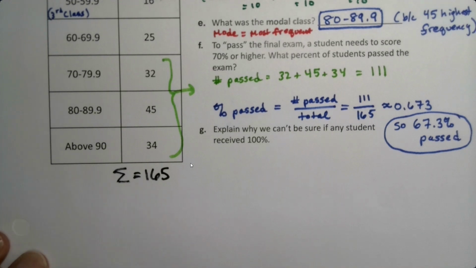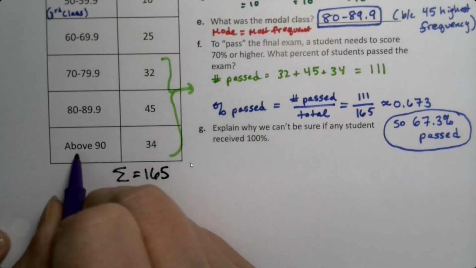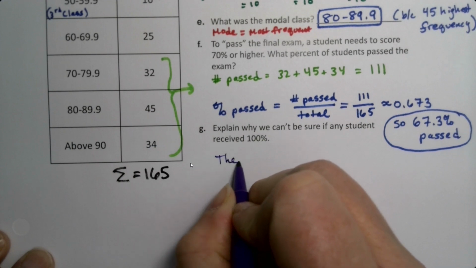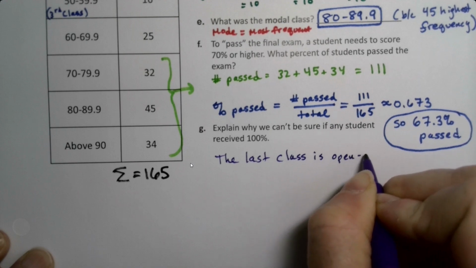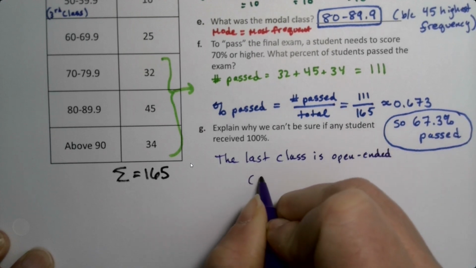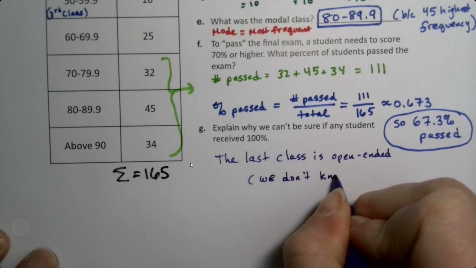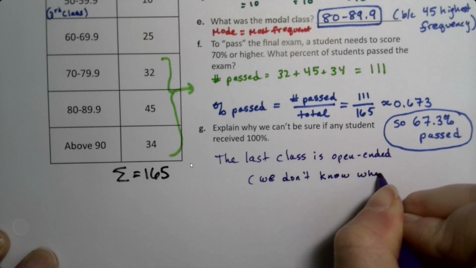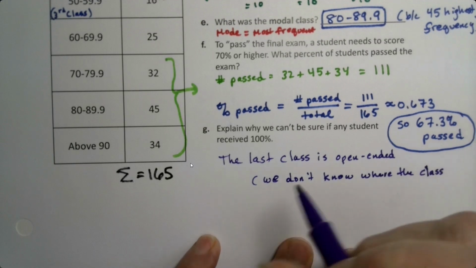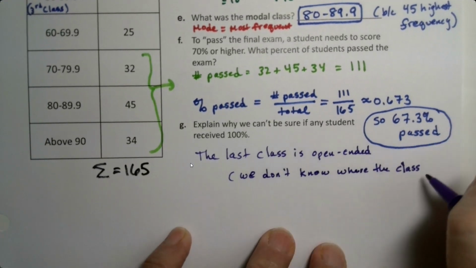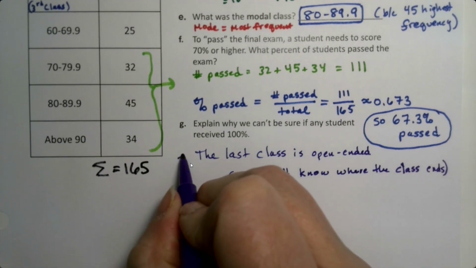So let me answer this. Actually, I think what I'll do is I'll add a question. So explain why we can't be sure if any student received 100%. It's because the last class is open-ended. We don't know where it stops. I mean, we could take a good guess since this is an exam, it stops at 100%, but we don't know where the class ends. Open-ended means we just kind of say, yeah, above 90. Every number that's above 90 just goes into that class. Okay, so that's one issue.